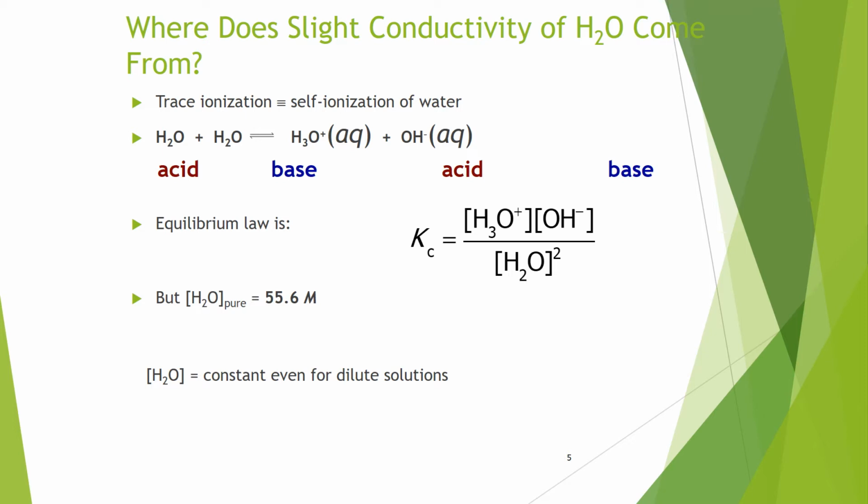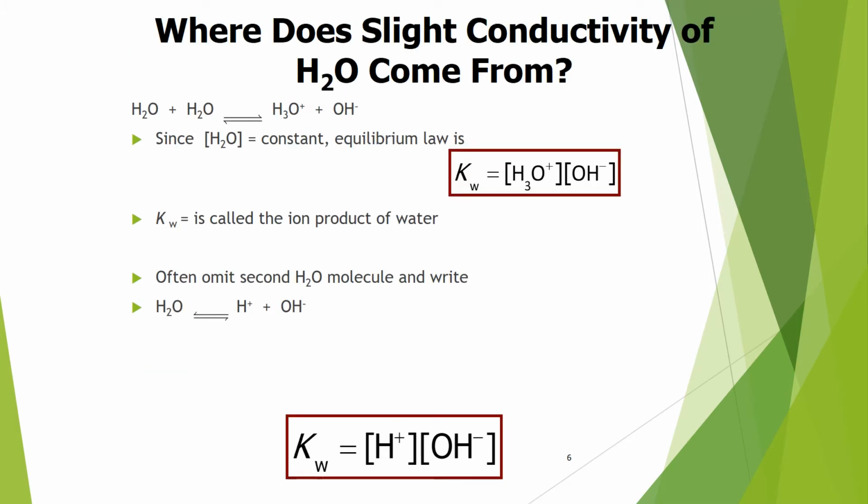So we're just going to move it up here and say it's a constant, and then call that new constant Kw. So Kw is equal to the hydronium times the hydroxide, and it's called the ion product of water. Another way to do it, instead of saying it splits, is to say one water acts like an acid and the other like a base. So water can self-ionize, and you can write the equation like this.